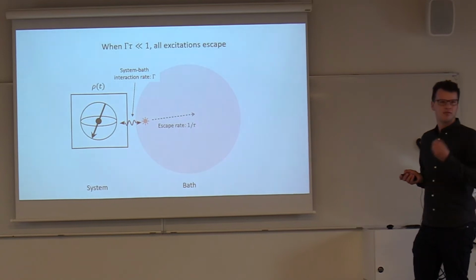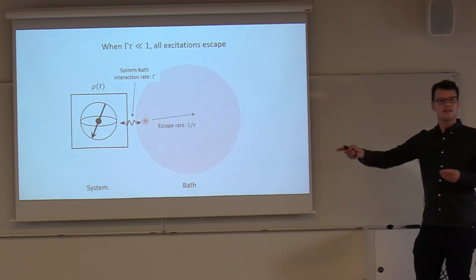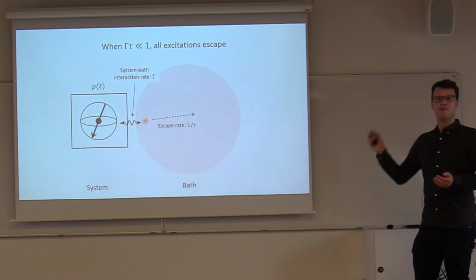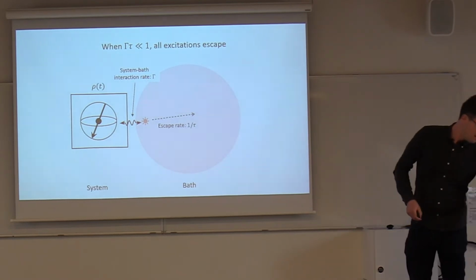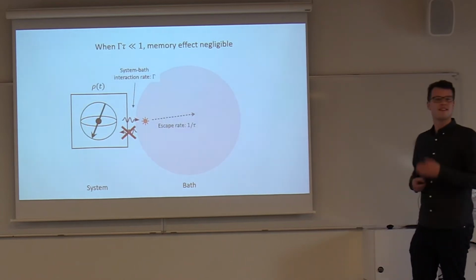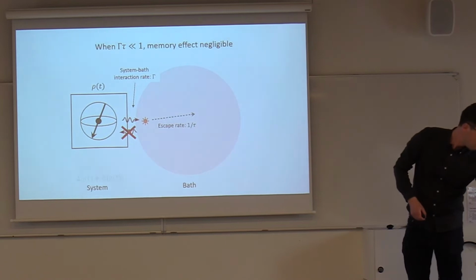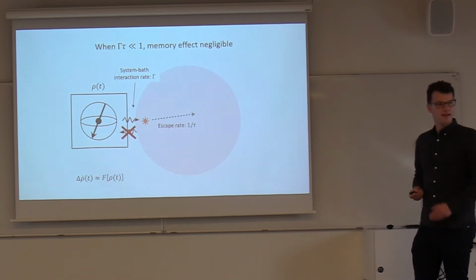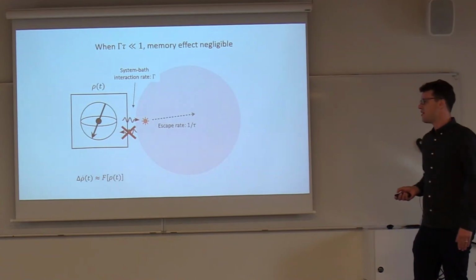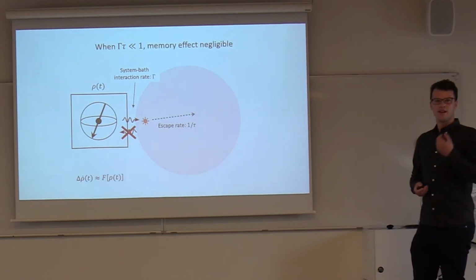Like when this system-bath interaction rate is very small. So in this limit, where the time scale associated with system-bath interaction is much slower than the correlation time of the bath, we can ignore this memory effect. All memory is instantly forgotten. In that case, it's like a one-way process. All information that's dumped in the bath is instantly thrown away. And in this case, the evolution of the system is Markovian. The time derivative of the density matrix is approximately determined by the density matrix itself. So there is an important and commonly occurring case where the memory effect is not important.